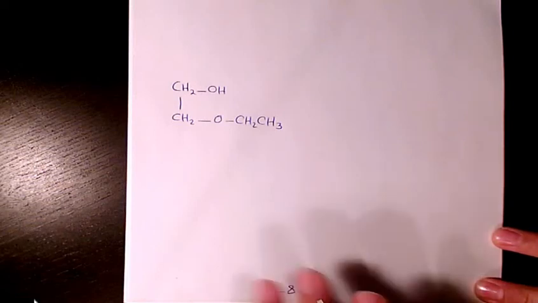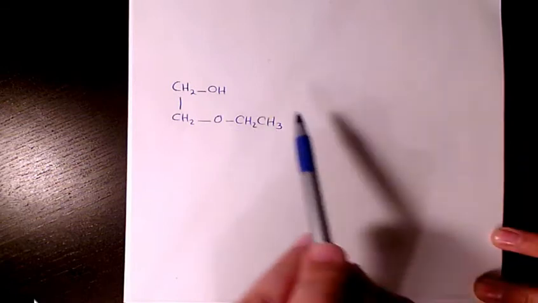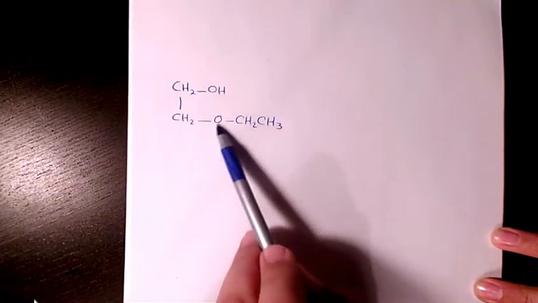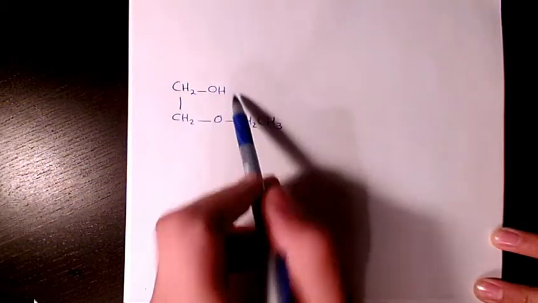Welcome to my channel. In this video I want to show you how to name this organic compound. As you see here, we have an OH group, an alcohol group, and these two are connected by an oxygen atom. So we are dealing with an ether and an alcohol at the same time.